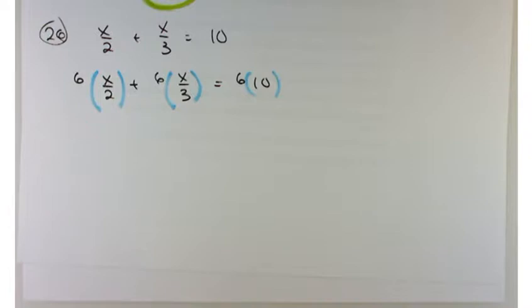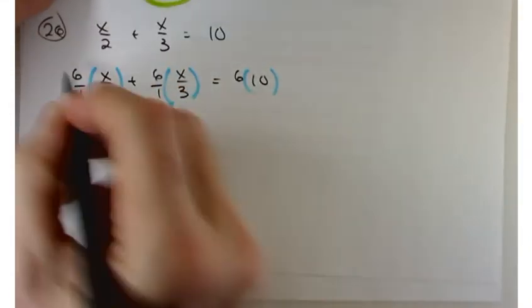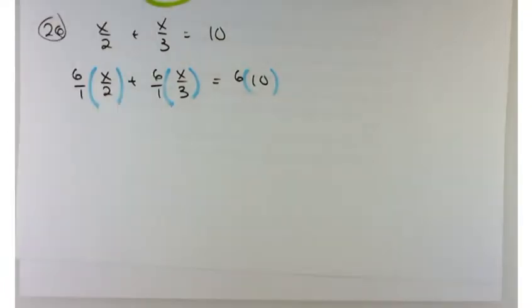Now why am I multiplying by 6? It's the least common denominator. And what do you think I want to happen when I multiply by 6? Cancel. Yeah, exactly. I want to get rid of the fractions. I want to cancel them. So to help that, on the left-hand side, I'll write that as 6 over 1, because I want to encourage you to do this cancellation.